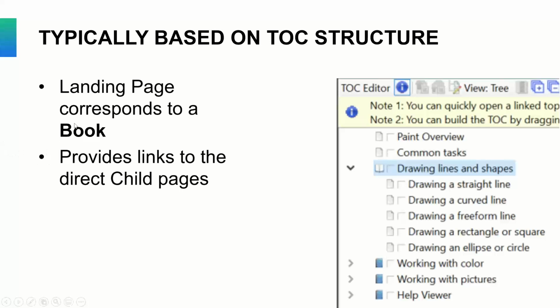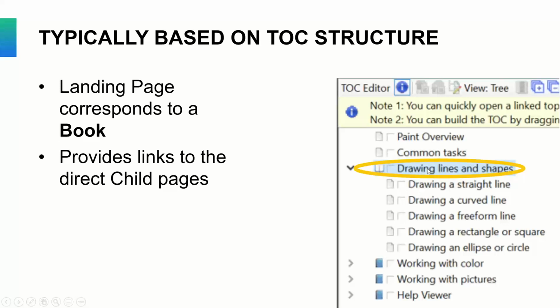The landing page is typically based on the table of contents structure of your Flare project. So if we look at this example on the right hand side, this is in fact the example I'm going to be showing you in a few minutes. This is a very simple help system providing help on the Windows Paint application. And there are 4 main sections. There's drawing lines and shapes, there's working with color, there's working with pictures. And I actually have a landing page for each of those main areas.